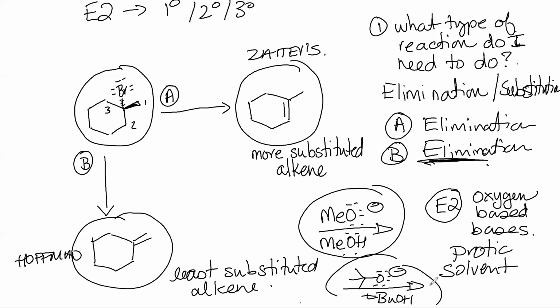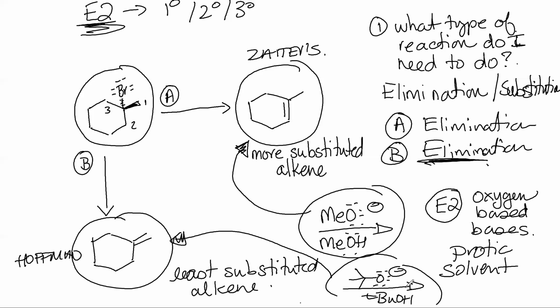So remember, the smaller bases form the more substituted product. Larger bases form the least substituted product. So for most alkyl halides, we can do an E2 elimination. And what I would look for is to see, do I have the more substituted alkene or the least substituted alkene? If it's the least substituted alkene, I'm going to want to use a big bulky base, and tert-butoxide is a perfect choice for that.